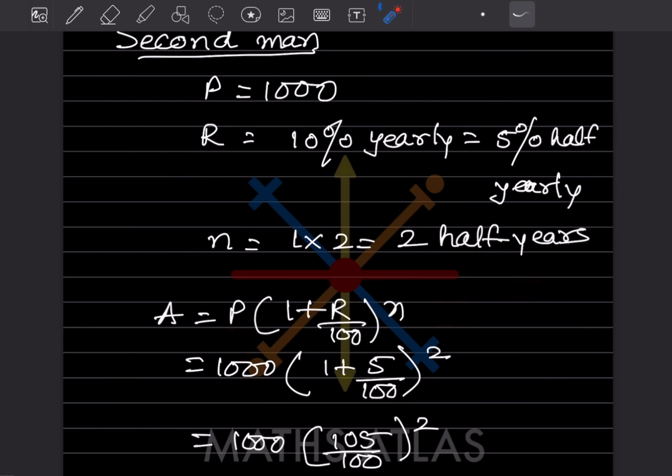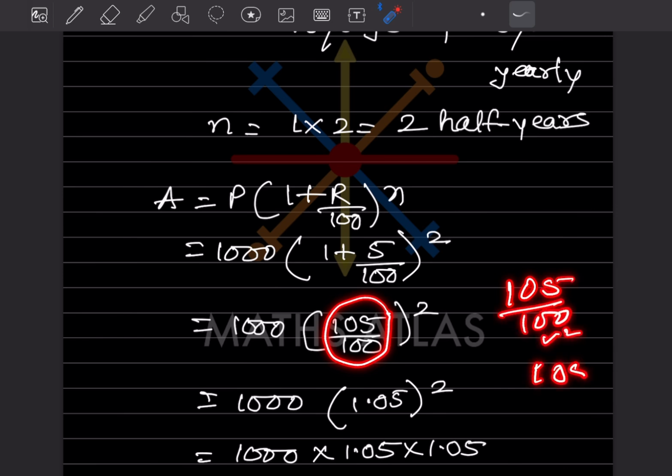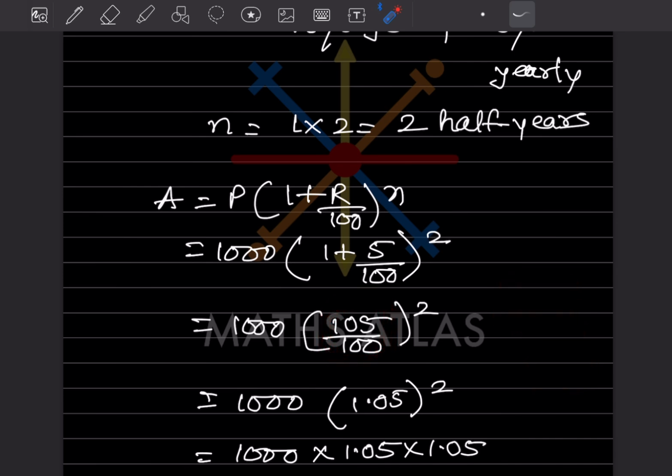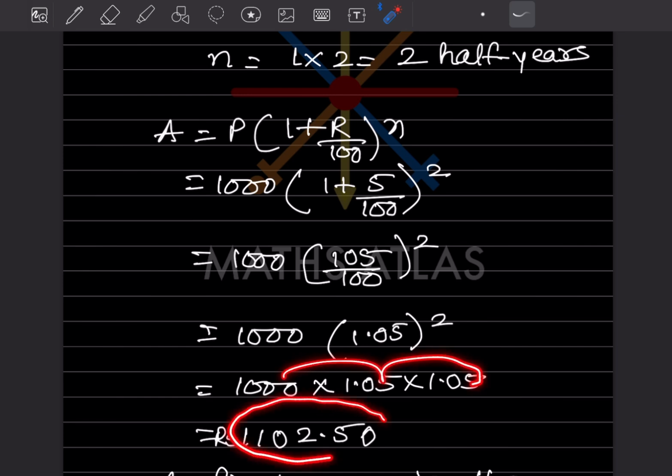Put P as 1,000, 1 plus here, in place of this one, you are going to put 5 by 100 raised to 2. So this part is going to be 105 by 100. Or we can do one thing. You can write 105 divided by 100. There are 2 zeros, so you will write 105, go backwards by 2 and put a decimal. Any way you can do it. So that will be 1.05 raised to 2. This you are going to multiply 2 times. So after multiplying all, you get 1102.50.